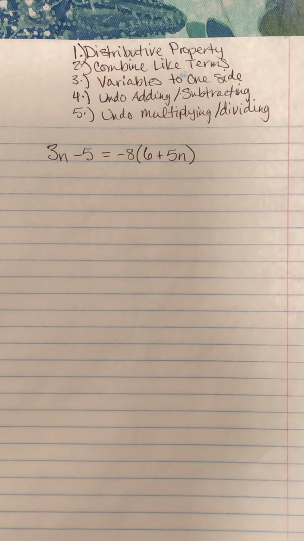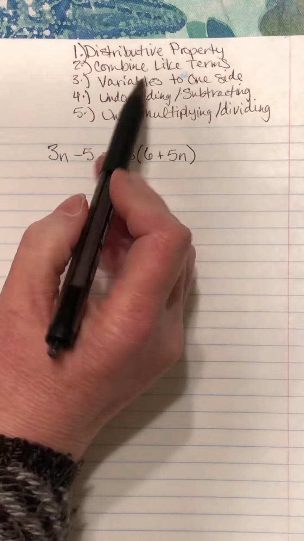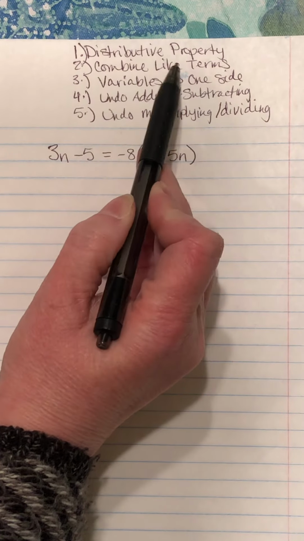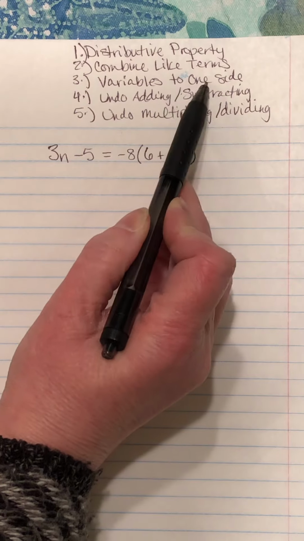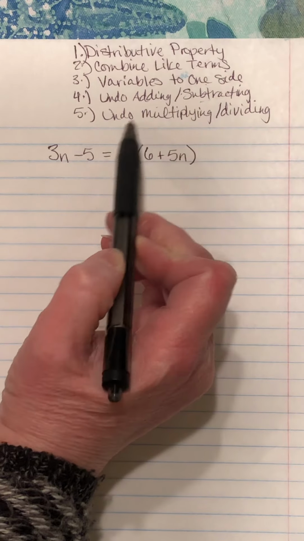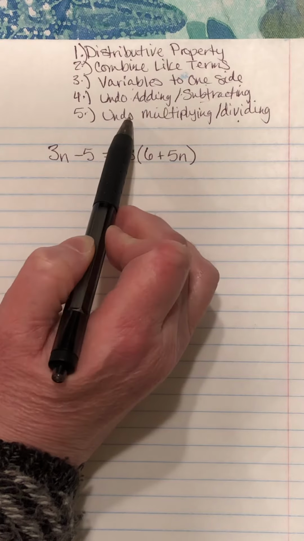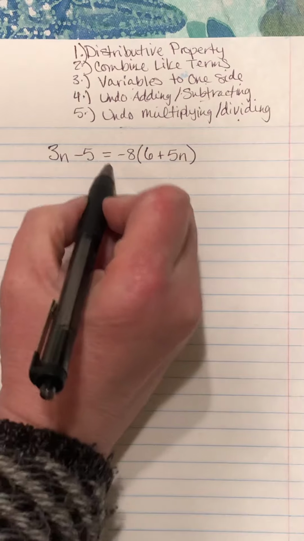Solving multiple step equations. So we have 5 steps. We have distributive property, combine like terms, get variables to one side, undo adding and subtracting, and undo multiplying and dividing. You have to do them in this order in order to solve any equation that you're doing.